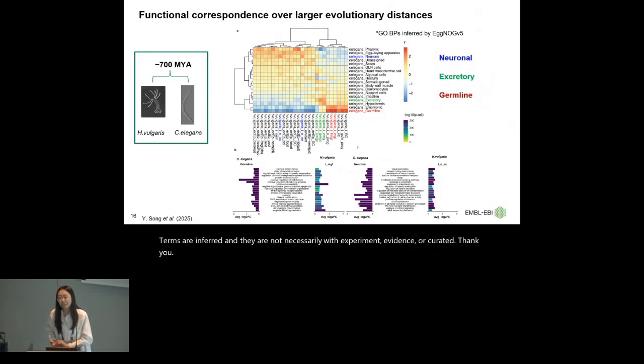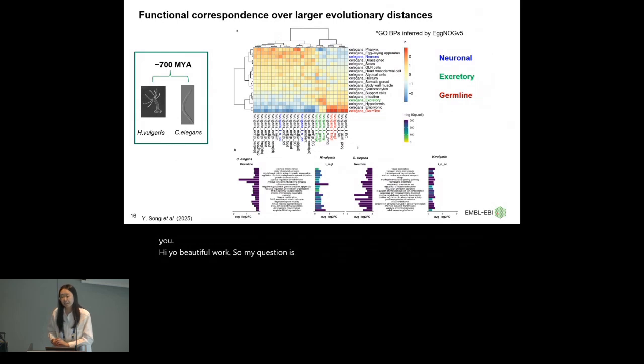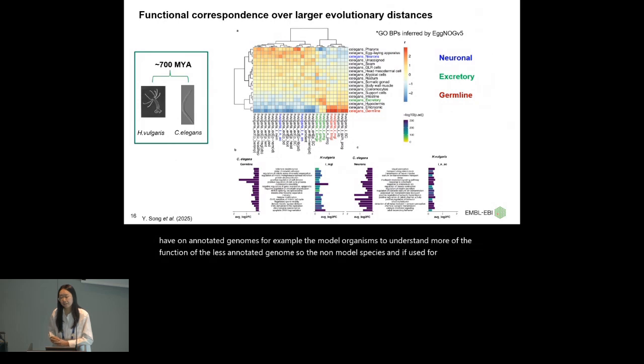Hi, beautiful work. So my question is, could we use this method to leverage information we have on well-annotated species genomes, for example, the model organisms, to understand more of the function of the less annotated genomes, so the non-model species? And if used for that purpose, what would be the limitations? Thank you. It's a very good point.